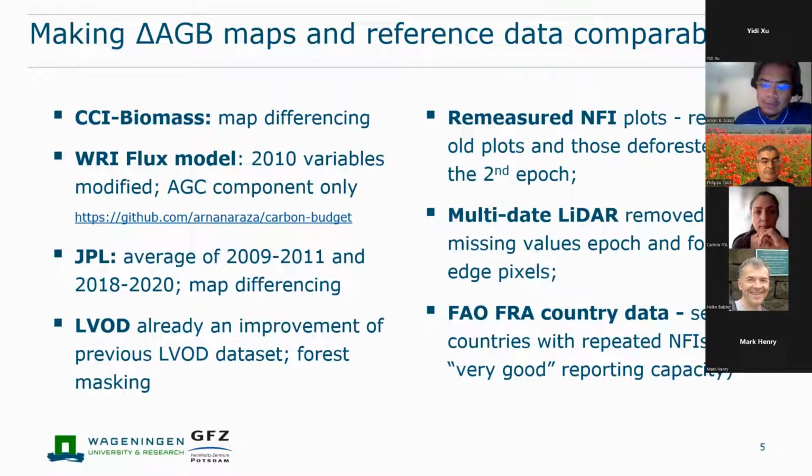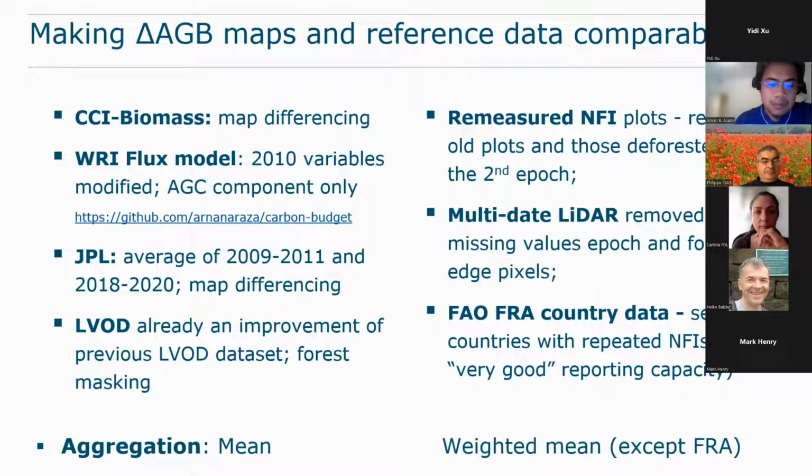And we tried to look also into this FRA data, only filtering out those high quality countries with good reporting capacity, mostly those countries with double NFIs. Yeah, and of course we try to aggregate also, and that's quite straightforward for the maps, but for the reference data, we try to account for the uncertainty and use the inverse of the uncertainty as weights in order to have a weighted average at aggregated levels.